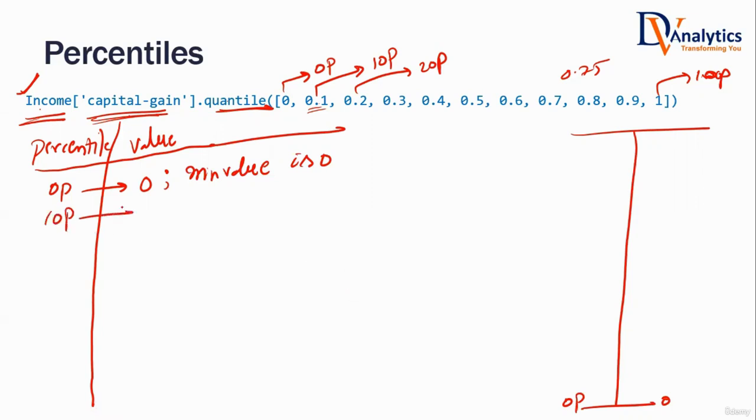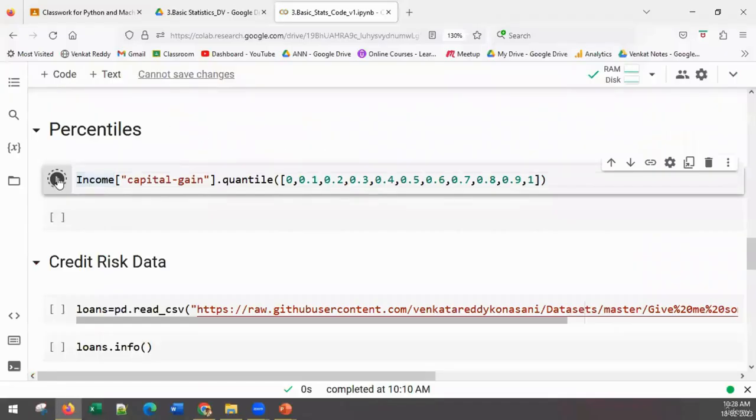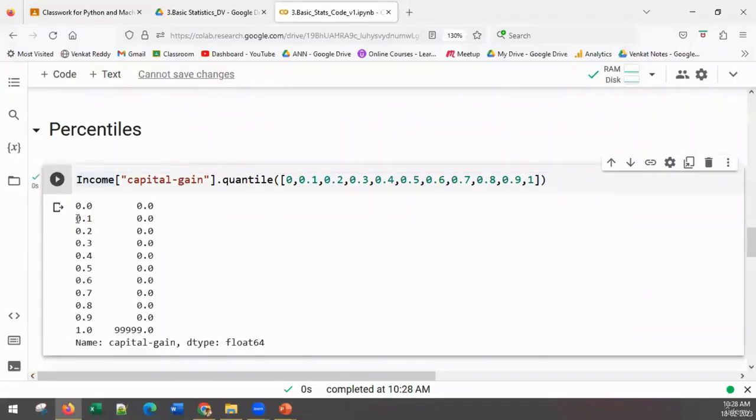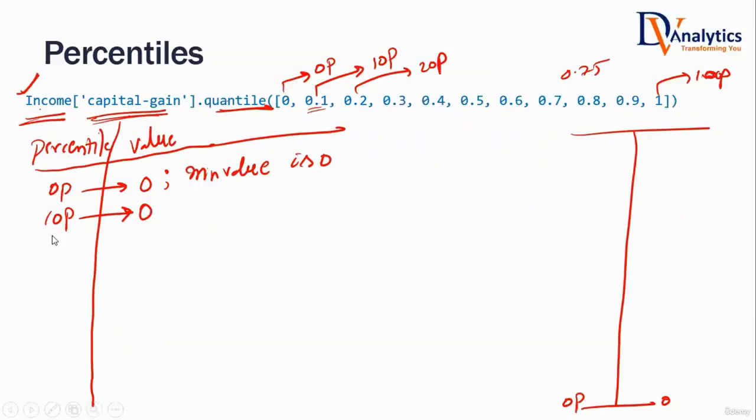What is the 10th percentile value? 0. 0.1 or 0? Are you getting the output? 0, sir. The 10th percentile is 0. Carefully, anybody got 0.1? Check that once again. 10th percentile. The first column is percentile. The second column is value. The 10th percentile is 0.